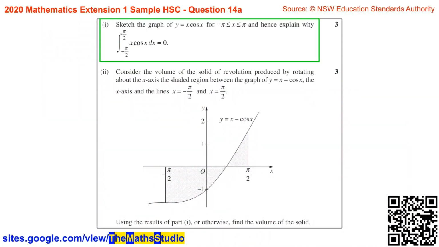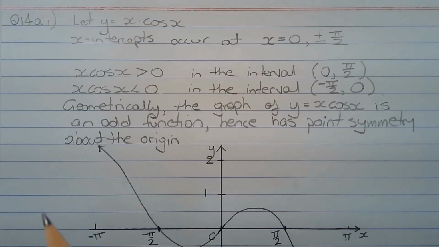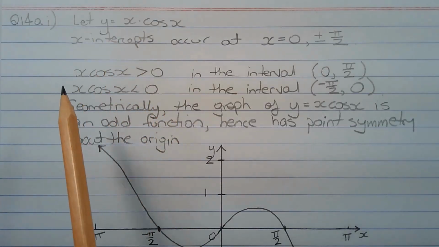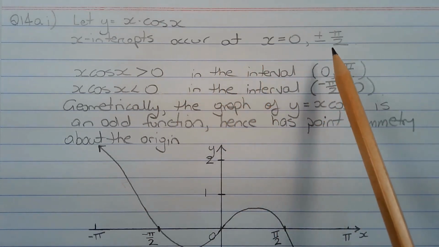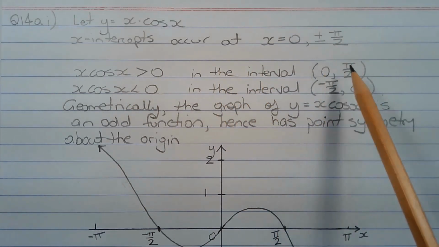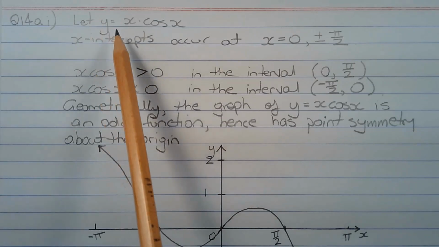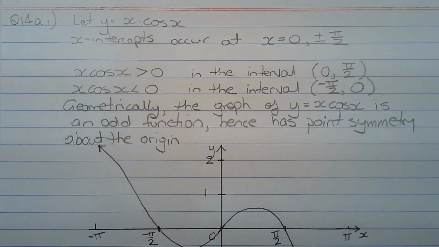Question 14a, Part 1. Sketch the graph of y equals x cos x for x greater than or equal to negative pi and less than or equal to pi, and hence explain why the integral from x equals negative pi over 2 to pi over 2 of x cos x dx equals 0. Let y equal x cos x. X-intercepts occur at x equals 0 and x equals plus or minus pi over 2, since these are the x values where either the x term or the cos x term in the product equals 0.